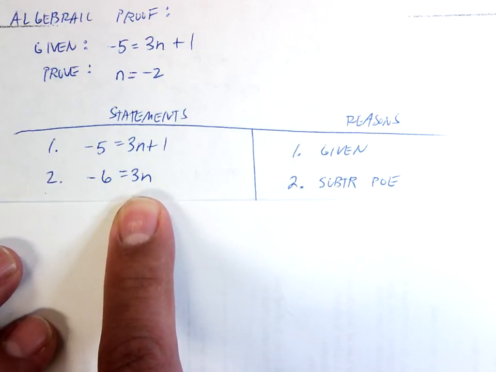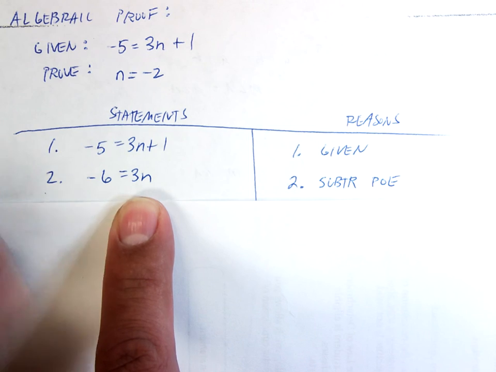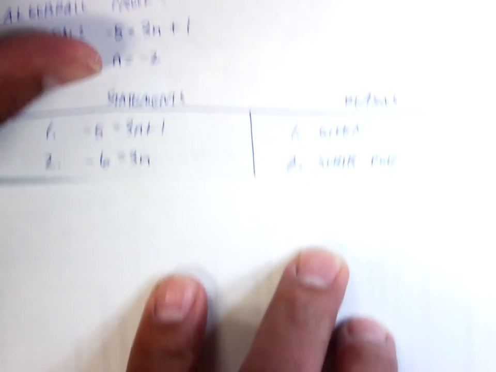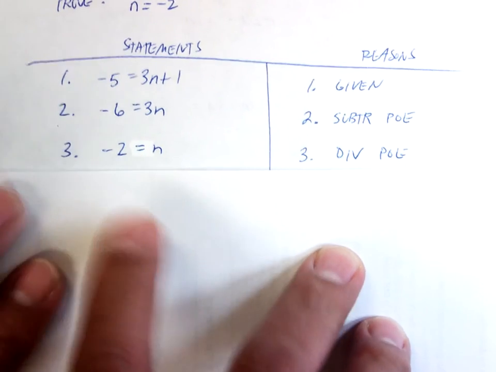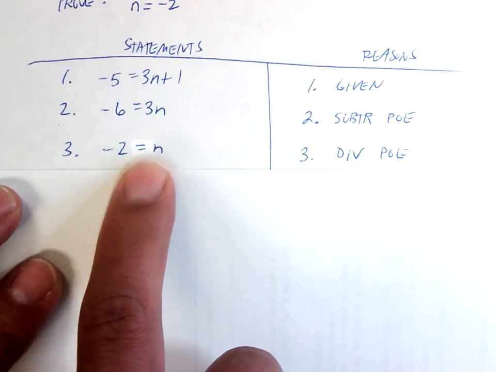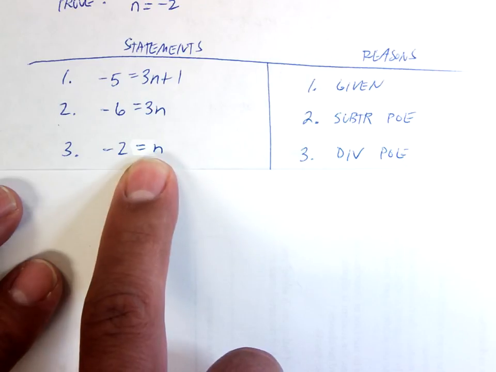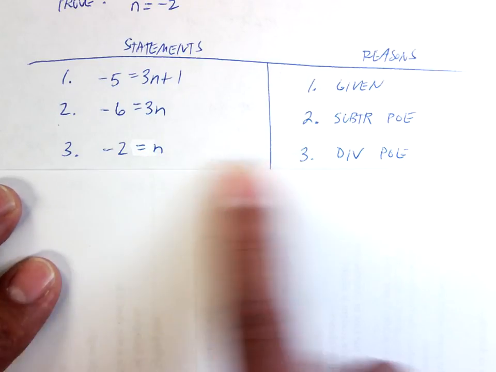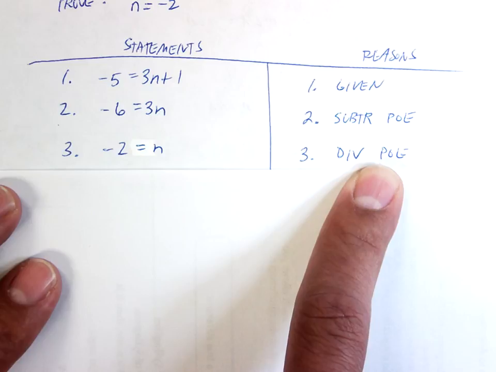Okay, think about what my next step would be. I need to divide both sides by 3. And if I do that, then I'll get negative 2 equals n. And what did I do? How do I know this is true? How do I know that I can divide both sides by 3? Because of the division property of equality.